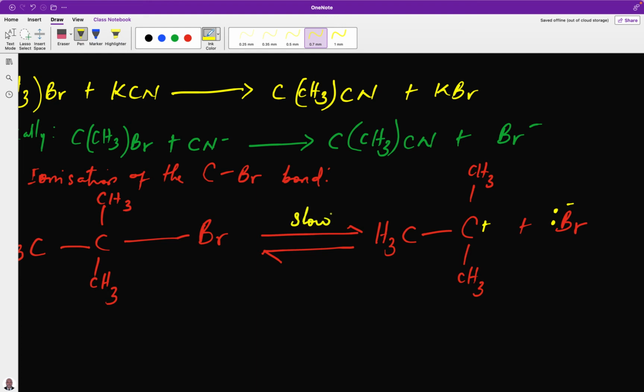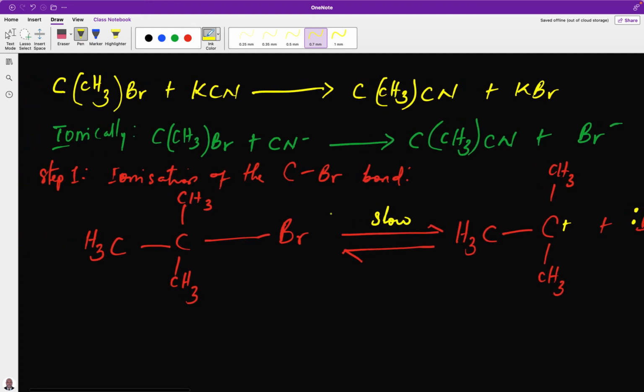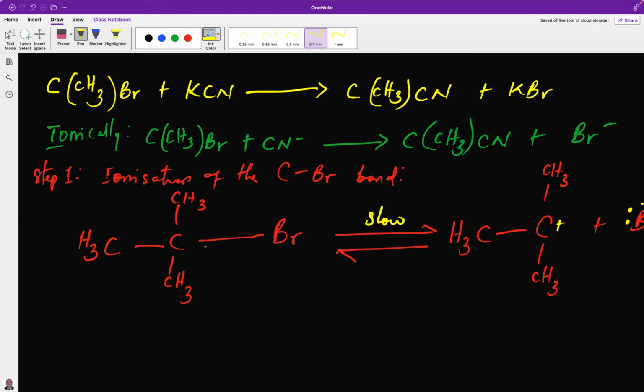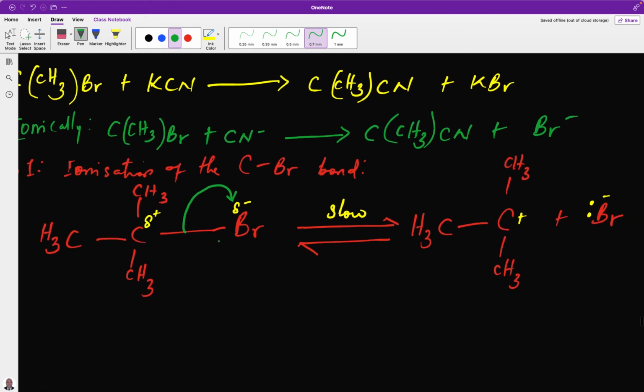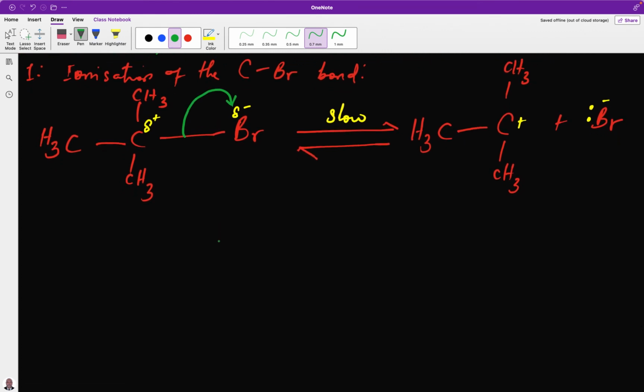I said this is a slow step. I told you that this bond is a polar bond, where we have this. And in that case, for an ionization to occur, that is what is happening there. Step number 2 will be the rapid attack by the cyanide.